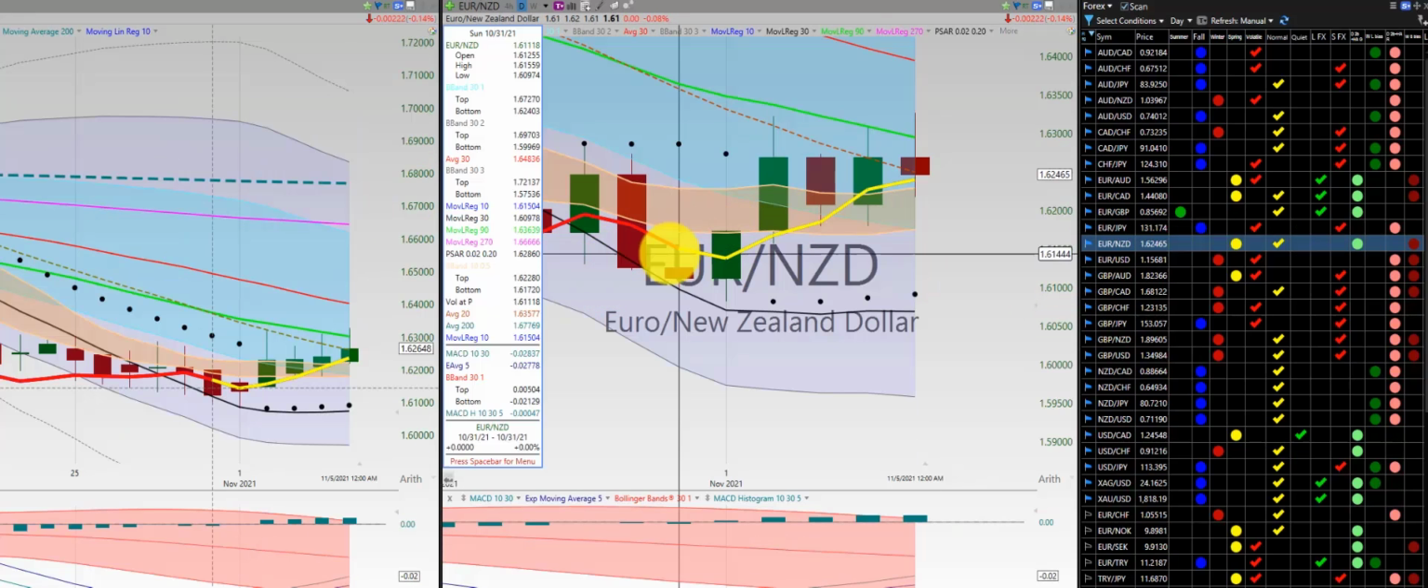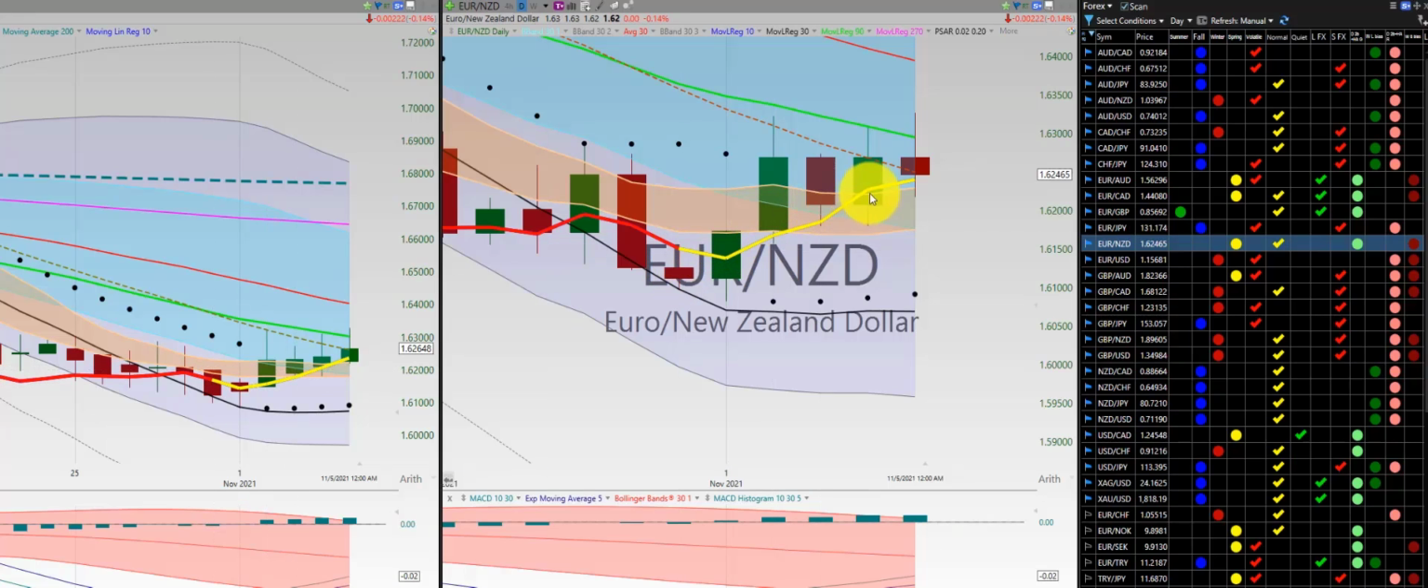Euro, New Zealand dollar, initial trade here, out for a loss. Initial trade here, out for a loss. And initial trade here, out for a loss. So again, very choppy for this week.